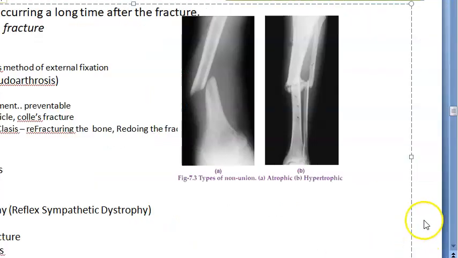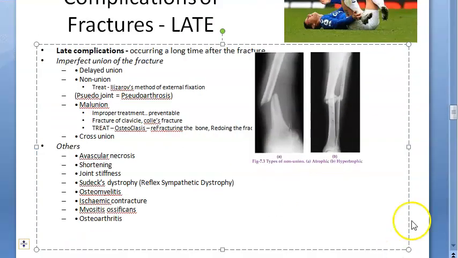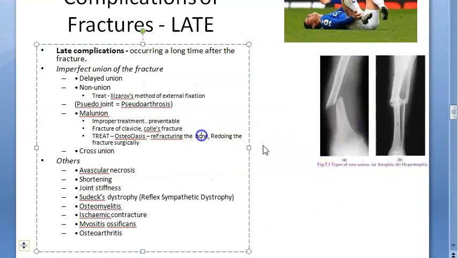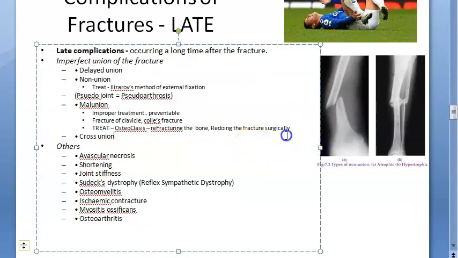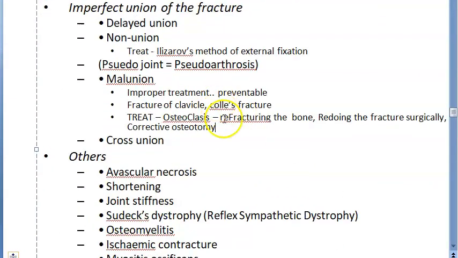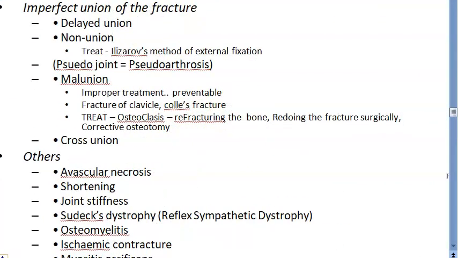Which one? Redoing the fracture surgically. Okay, then corrective osteotomy. Are these terminologies making any sense to you? Let's read. See, in the first one, refracture the bone, this is exactly what they're saying. You give general anesthesia, you recreate the fracture, you correct the angulation and immobilize the limb in plaster.